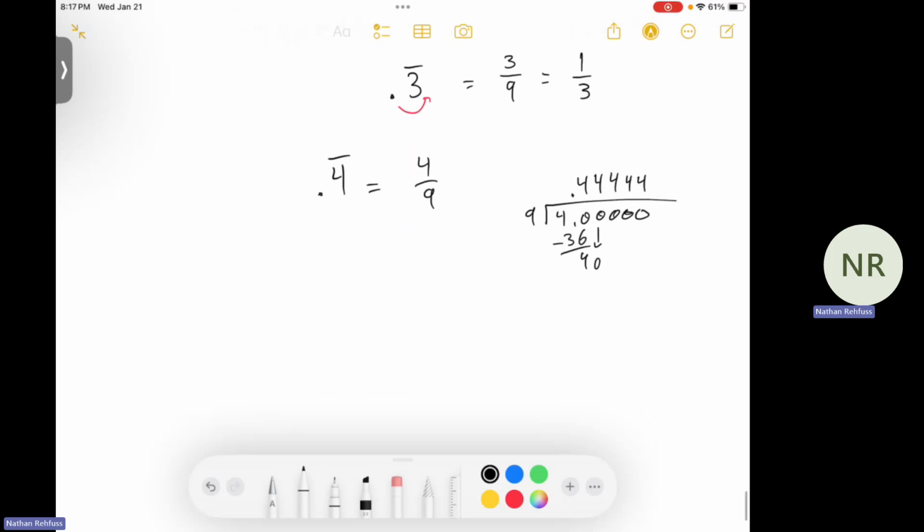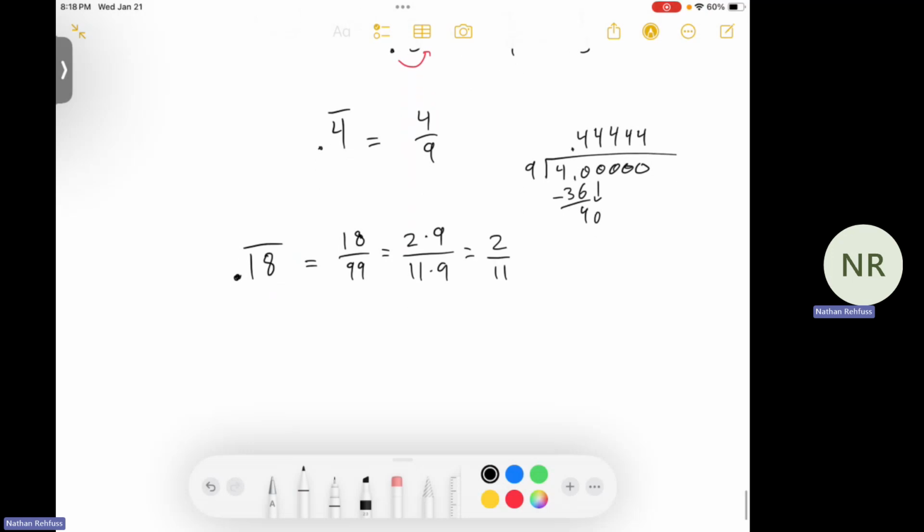If I had 2 digits that both repeat, instead of 9, I would do 99. 18 over 99 is 2 times 9 over 11 times 9, so that makes 2 over 11. That's the same answer we had up above.